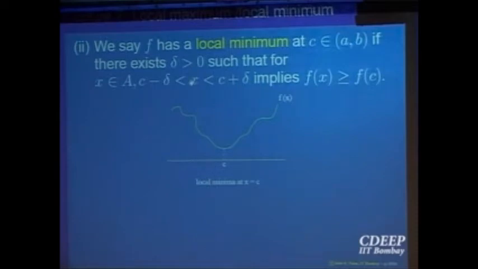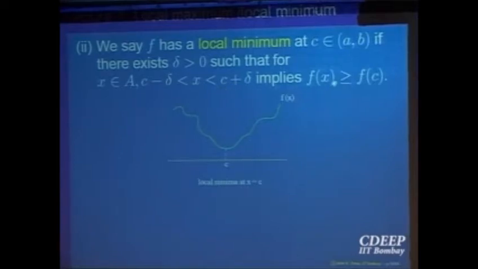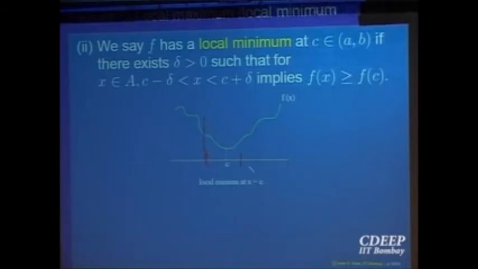So there is a neighborhood of the point such that for all points x between c minus delta to c plus delta, f of x is bigger than or equal to f of c. So once again, c is the point there. There is a neighborhood c minus delta to c plus delta. For any point x, if I look at the value, that value is bigger than the value at the point c. So that is local maximum and local minimum.